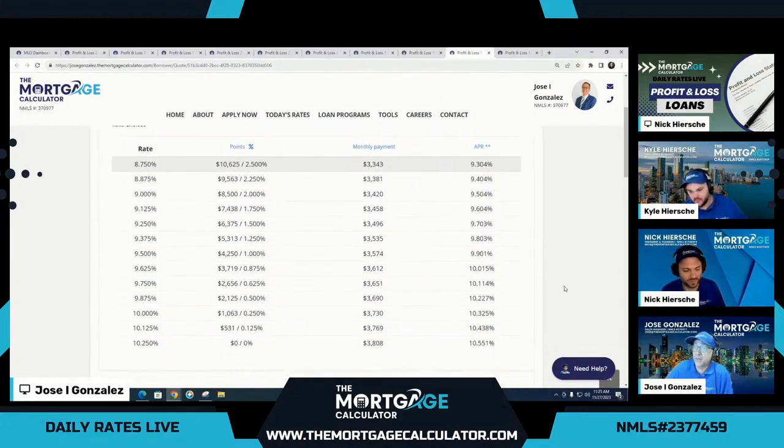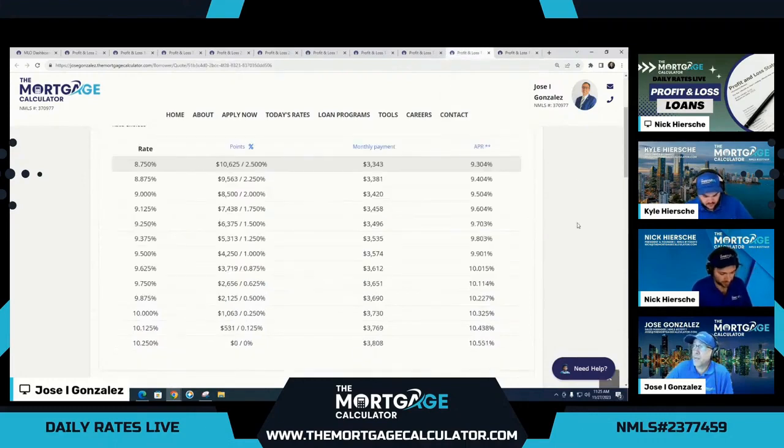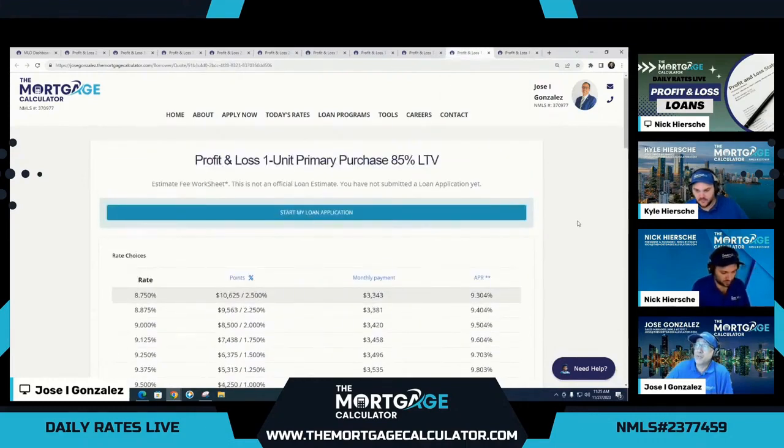So we do get a little bit of an improvement here. You see 10.25 is at par. We can buy that down to 8.75, whereas in our previous example it was 9.75. So we get a 1% interest rate improvement by dropping the LTV by 5%, and we also get a pricing improvement. Keep in mind, you can make up some of the LTV difference just by the fact that your rate is going to be at least 1% cheaper.